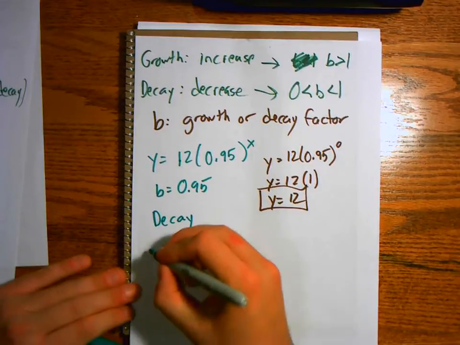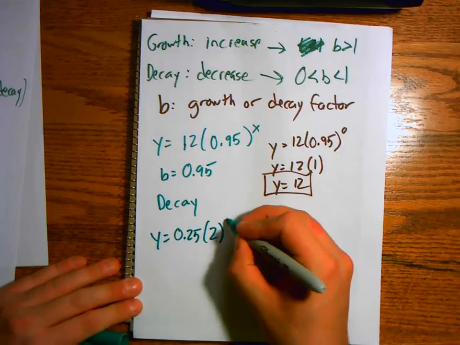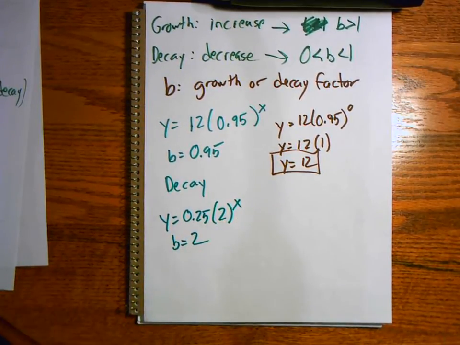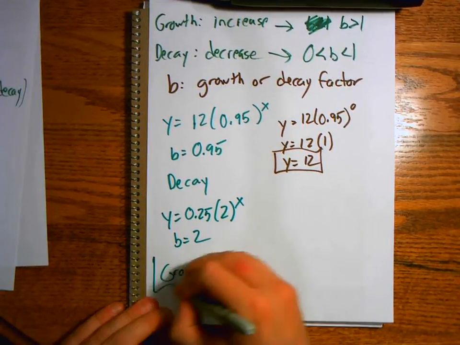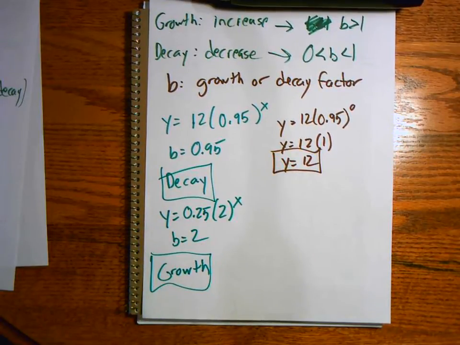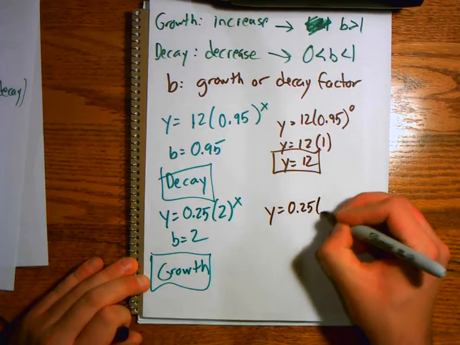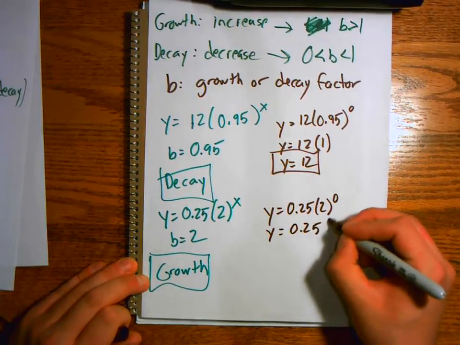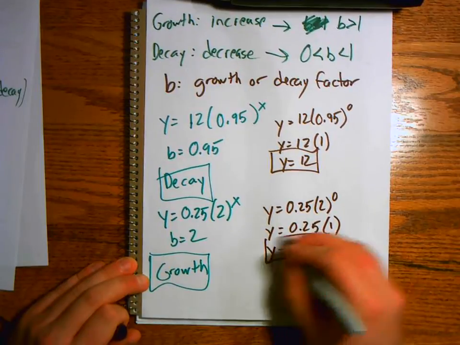One more example, we have y is equal to 0.25 times 2 raised to the x. We know that our b is equal to 2. Since it is greater than 1, this is an exponential growth. Then finding the y-intercept of this equation, replace your x with 0. Anything raised to the 0 power is going to be 1. And 0.25 times 1 is 0.25.